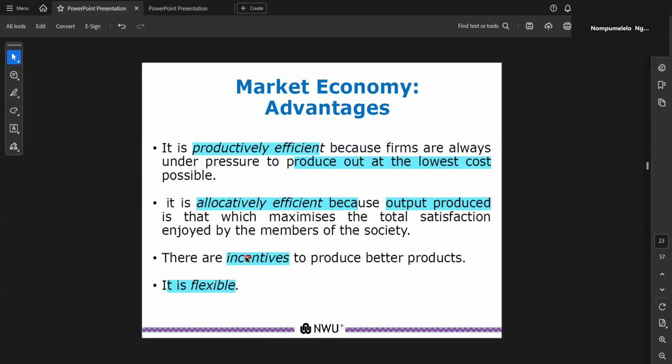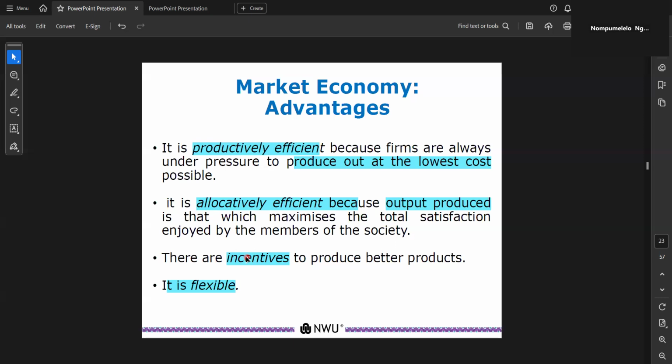Market economy: it is privately owned, and the government is not involved. It's sometimes called capitalist, which means that they are profit driven. The advantages are that they are productively efficient, meaning that they produce at the lowest cost possible. They are allocatively efficient because the outputs produced maximize the satisfaction of the consumers or the society.